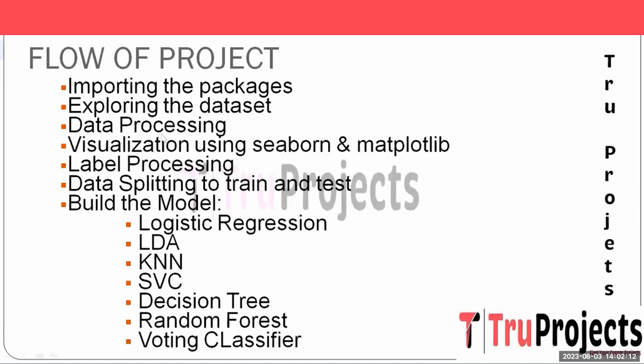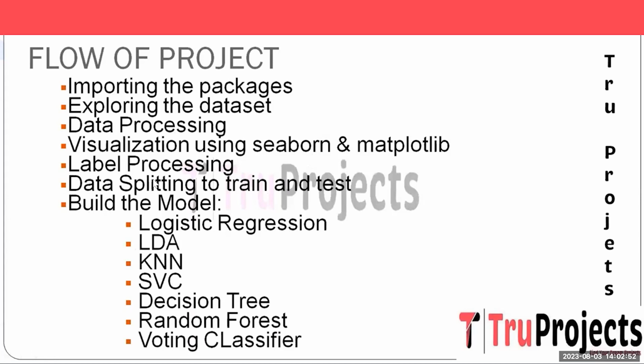And the third one is data processing. Here it is applied to clean, transform, and pre-process the dataset. This includes handling missing values, encoding categorical variables, and ensuring data uniformity. And the next step is visualization using Seaborn and Matplotlib. Data visualization libraries like Seaborn and Matplotlib are employed to create informative visual representations of the dataset. These visualizations provide insight into the relationships between the variables and potential patterns that might aid in model creation.